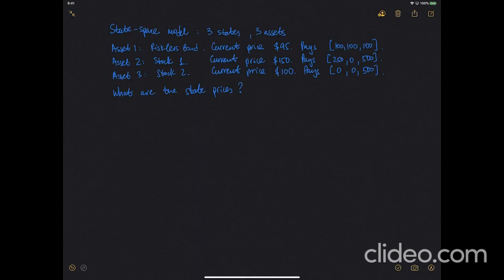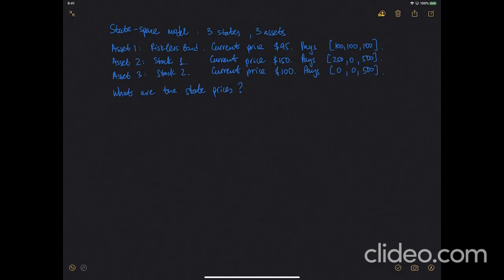And finally, asset number 3 is another stock that is currently priced and traded at $100, and it pays $0 in states 1 and 2, and it pays $500 in state 3. The question is, what are the state prices?